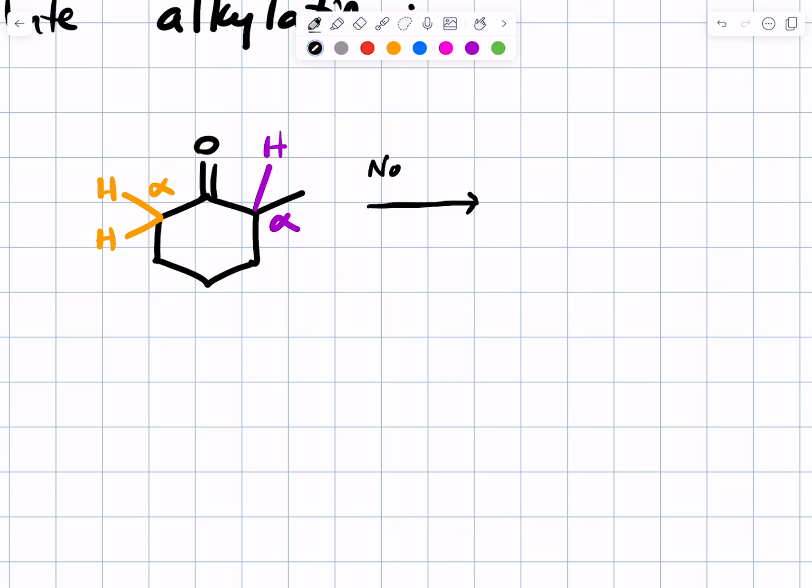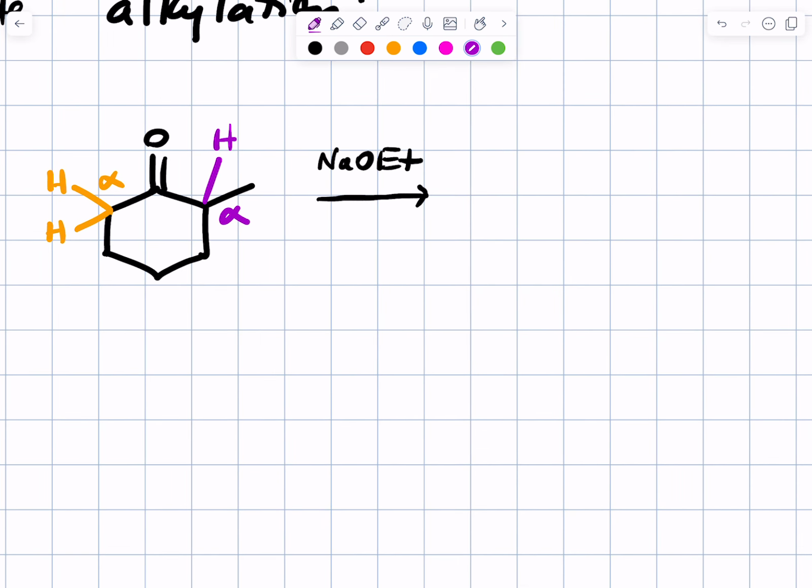For example, the pKa of the purple proton and the orange proton are around 20. If we use a base that's not strong enough to completely deprotonate that proton, then you only form a very small amount of enolate, and the major enolate you form is the most stable one. So we called this last time equilibrating enolate formation.